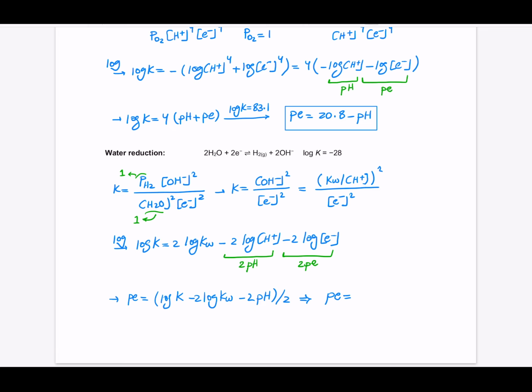What's the pe then? Exactly. So this one is minus 28, given. KW is 10 to the minus 14. So if we do this part, it would be 28. So it would cancel these two. And then eventually 2 goes by 2. And then we eventually get minus the pH. And that's the second line.